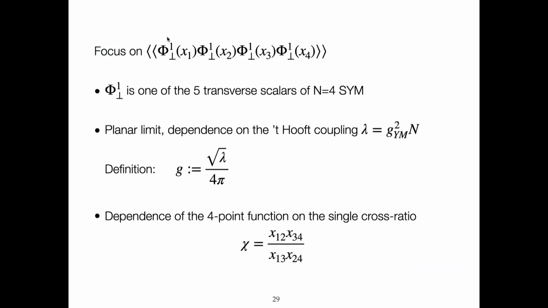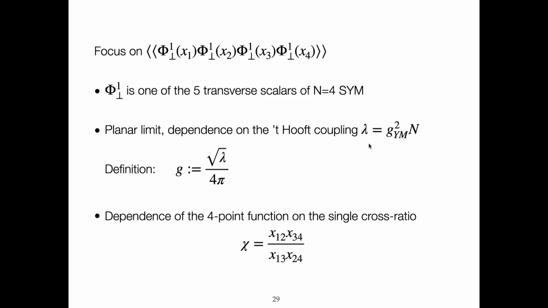So what I'm going to do is take one of the transverse scalars and take the 4-point function of that. I'm going to consider that theory in the planar limit. N=4 super Yang-Mills theory, as you know, has a gauge coupling and the rank of a gauge group. Let's say we take SU(N) gauge theory. We're going to take the planar limit, N goes to infinity, and g Yang-Mills going to 0 with this product kept fixed, the so-called 't Hooft coupling lambda. So we're in the planar limit.